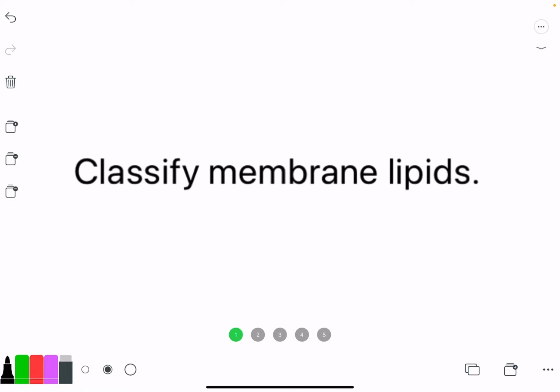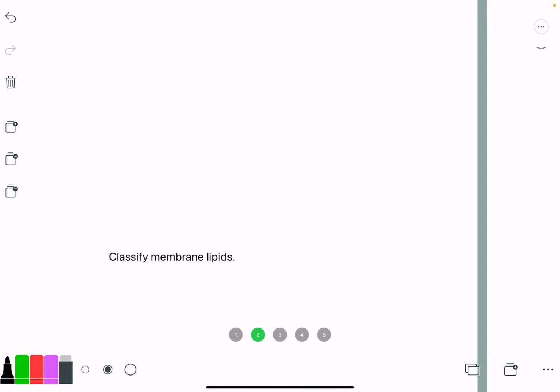Hello guys, so today's question is classify membrane lipids. Basically in this question it has been asked what are the different types of lipids present in the cell membrane. So many classifications are there. I personally studied the classification that I am going to explain here. So hope this helps.